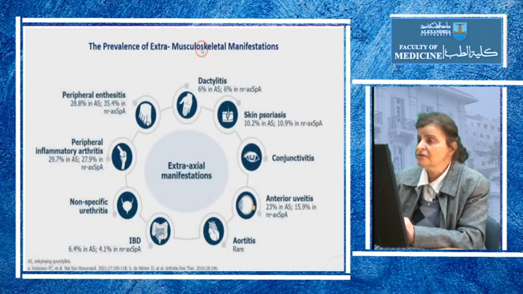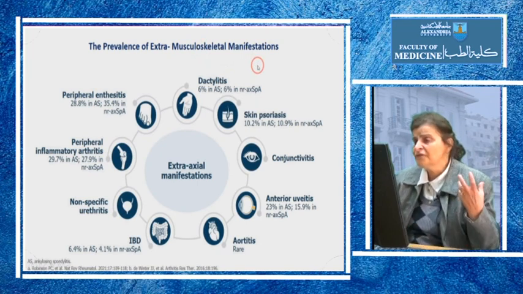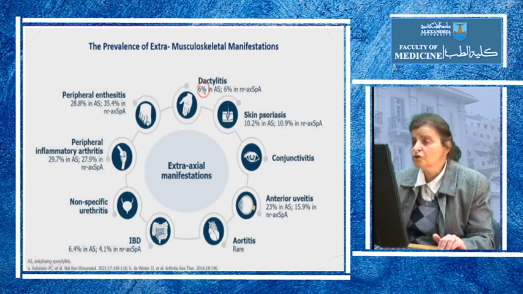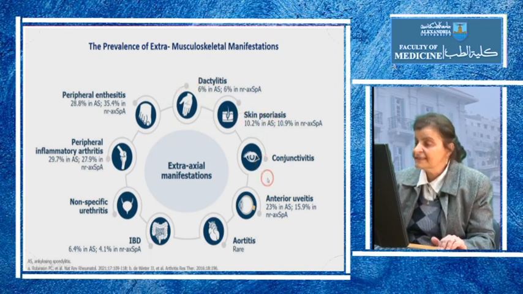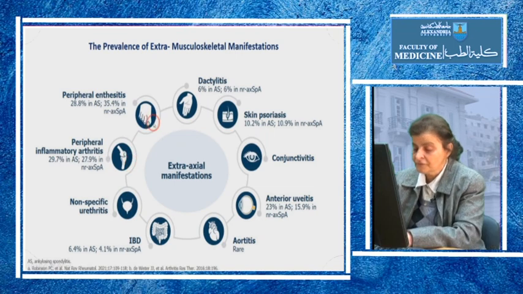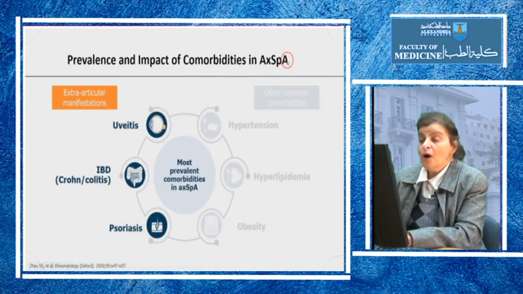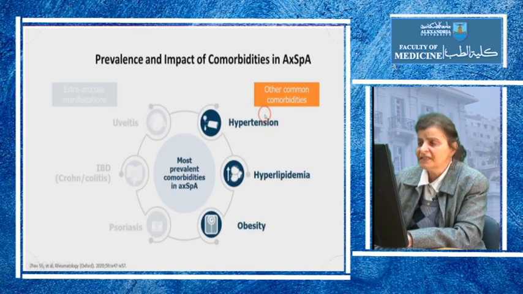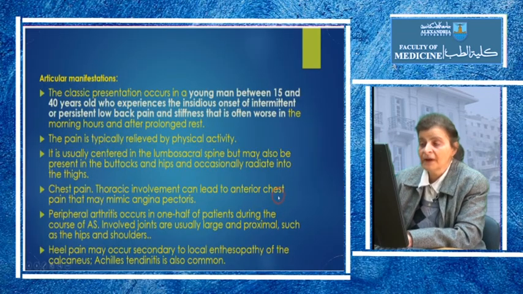What are the extra musculoskeletal manifestations? You don't have to know the prevalence with the exact percentage, but you should know that they include dactylitis, skin psoriasis, conjunctivitis, anterior uveitis, aortitis, IBD, non-specific urethritis, peripheral inflammatory arthritis, and peripheral enthesitis. Also very important, in addition to the extra articular manifestations, our patients can get a lot of comorbidities, particularly hypertension, hyperlipidemias, and obesity. So we have to ask about this in our patient.